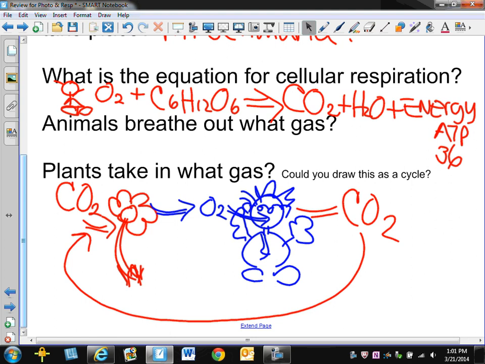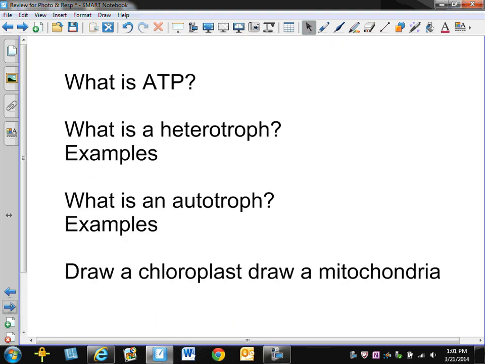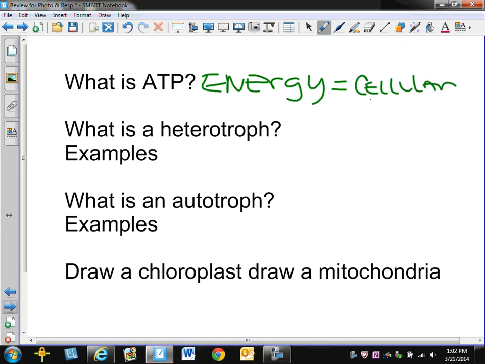We good? Moving on. So what is ATP? One word. What is it? It is energy. But I want you to write something else here. I want you to write that it's cellular energy. Okay? Because this is energy that happens in the cell. And it happens in animal cells. And it happens in plant cells. So it happens in both.